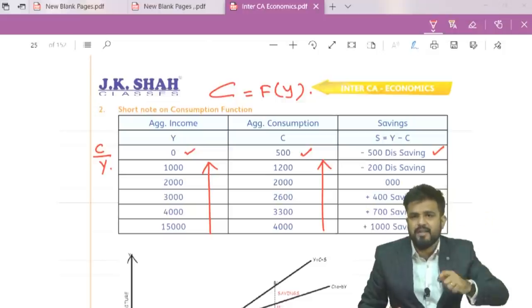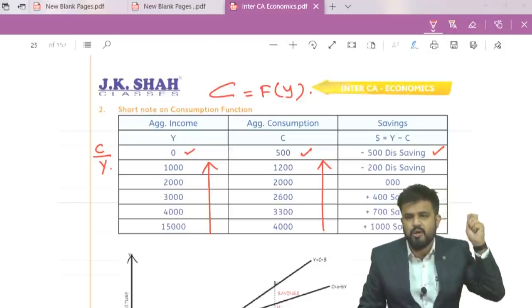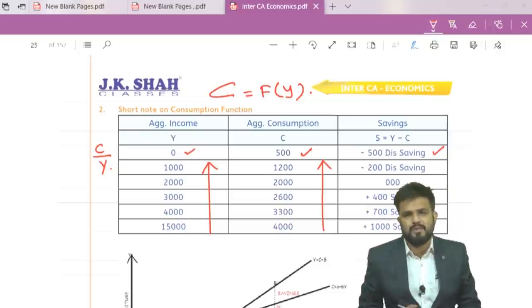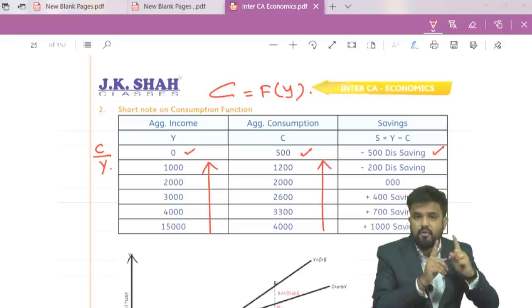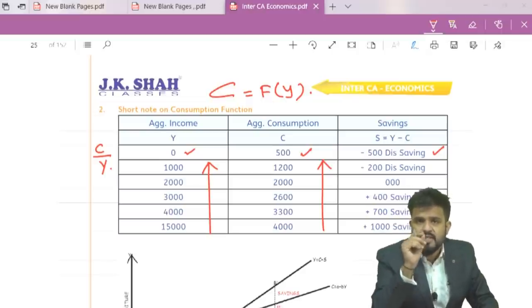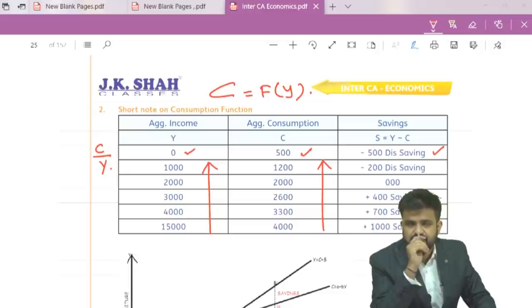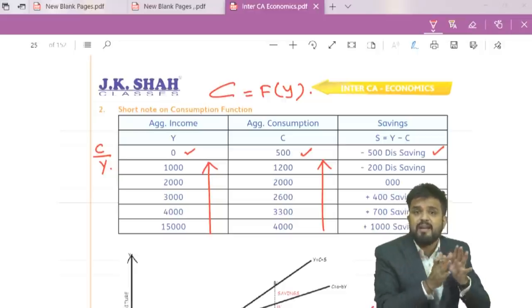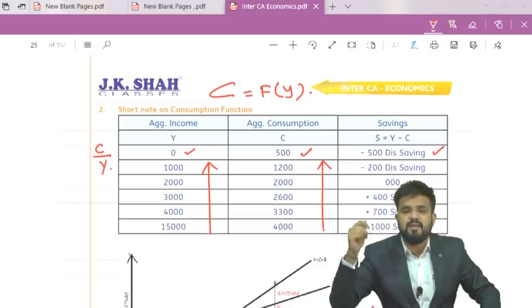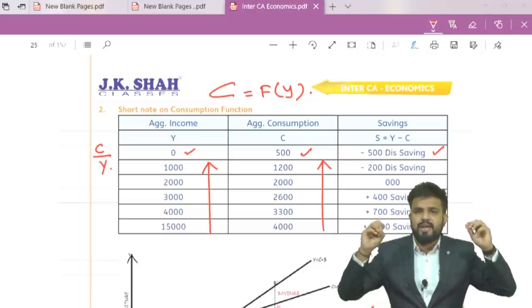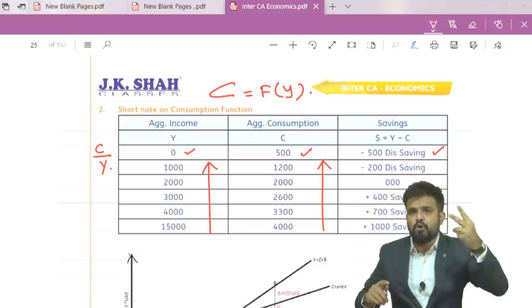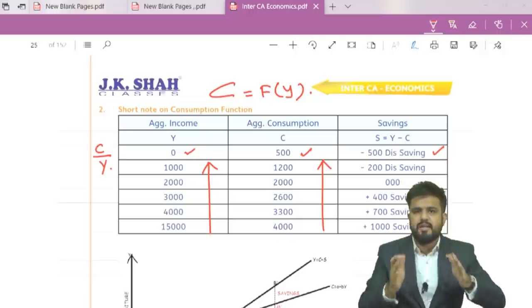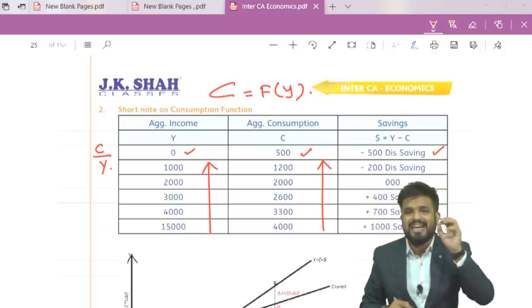Minus 500, minus 200, then becomes 0, 400, 700, 1000. So again, S upon Y, S upon Y, S upon Y, if you do, you will come to know savings will rise at faster rate. So last time I am repeating, as income of the person increases, his consumption also increases, but at diminishing rate, savings will increase at faster rate. So please remember two lines: as person's income rises, its consumption and savings both rises. Consumption rises at diminishing rate, savings rises at increasing rate.